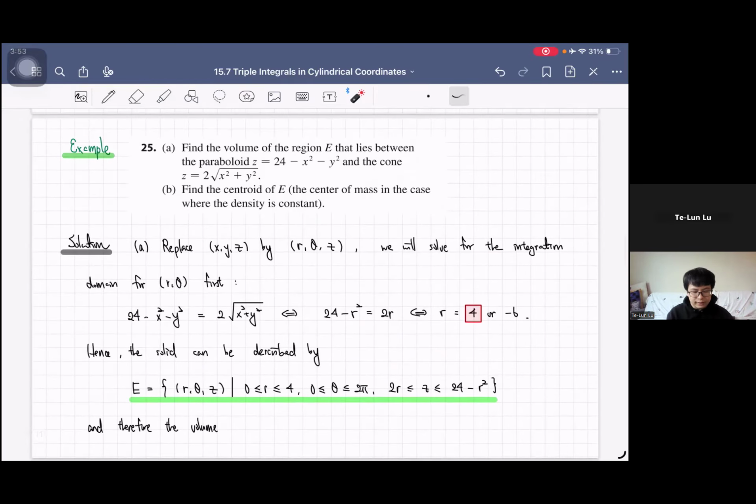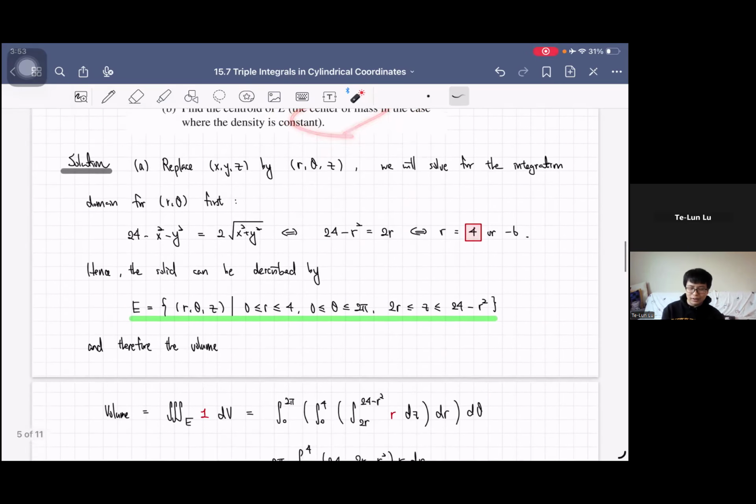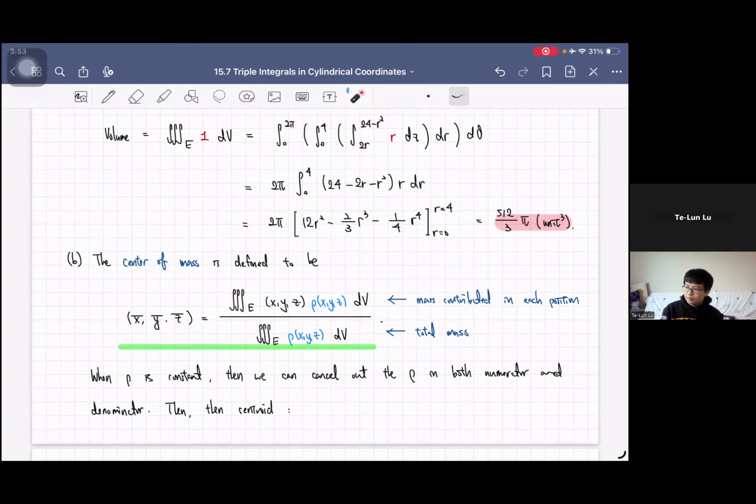Right. The second question asks us to find the centroid of E, which is a terminology we haven't defined yet. The centroid of E, as they mention here, is the center of mass in the case where the density function is a constant. We also haven't defined the center of mass yet, so let us do it here. Say this is a one-dimensional object. The center of mass will be at some point such that if I put my finger here, it should be balanced out. It's a little bit difficult, but anyway, at some point it is balanced out.